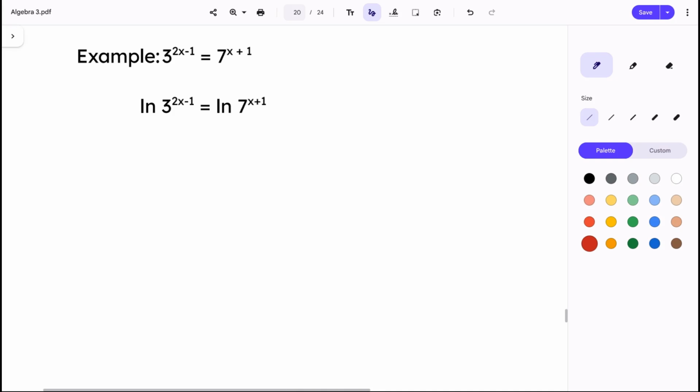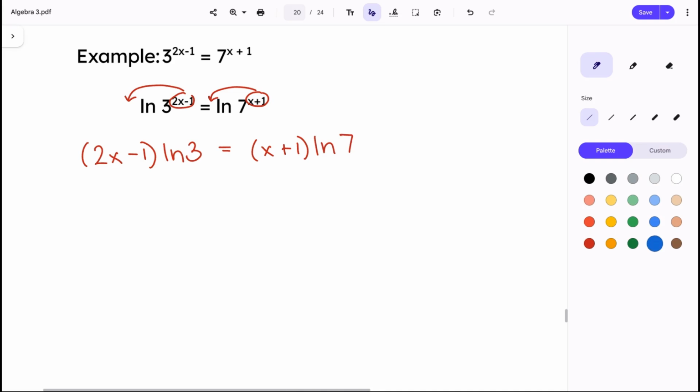So you can see how they started is they added in those natural logs in front of the terms. And then what they're going to do is take these exponents and move them to the front of the problem. And they're going to do that on both sides, just like we were doing on the last problems. So now I have 2x minus 1 times the natural log of 3, and I have x plus 1 times the natural log of 7.